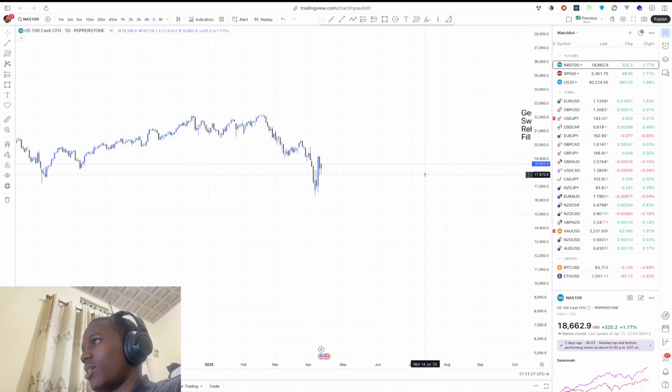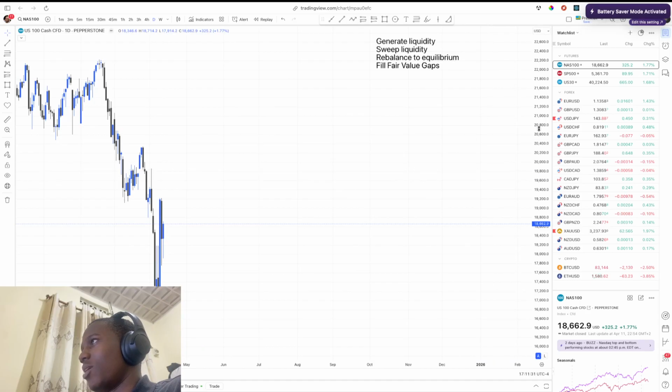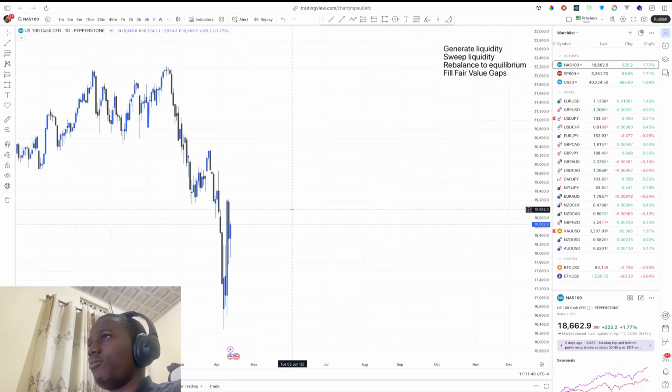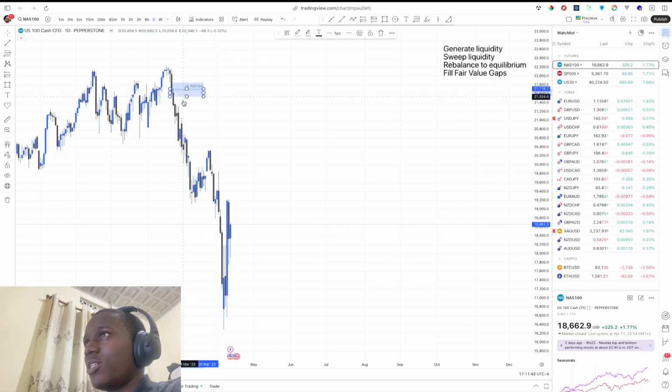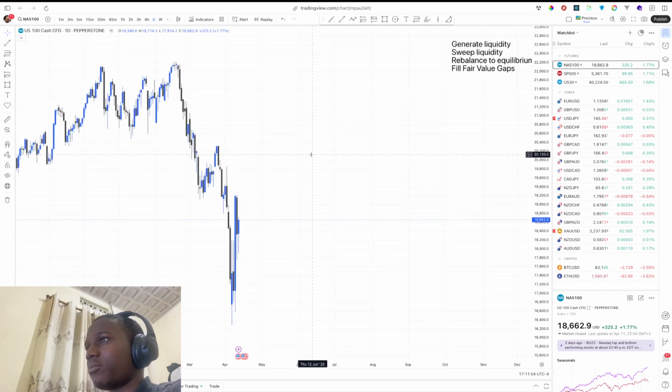So why I anticipated that move is because we had to fill fair value gaps. There are some fair value gaps that were filled when the market was going lower, and there are some fair value gaps that the market will fill when it goes higher. So we have some right here, some right here, some right here, some right here, which means the market can't miss any fair value gaps to fill. So what is our anticipation?